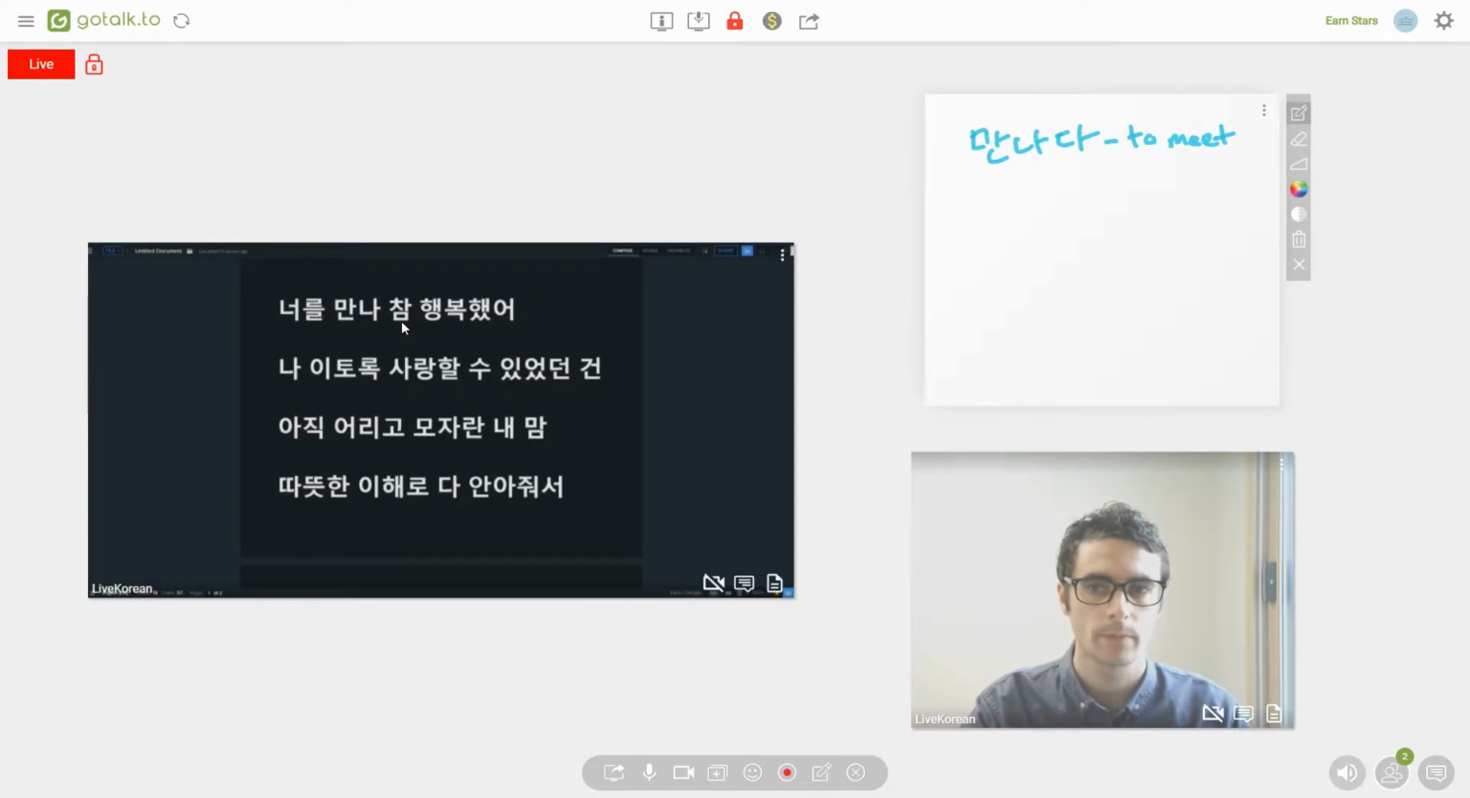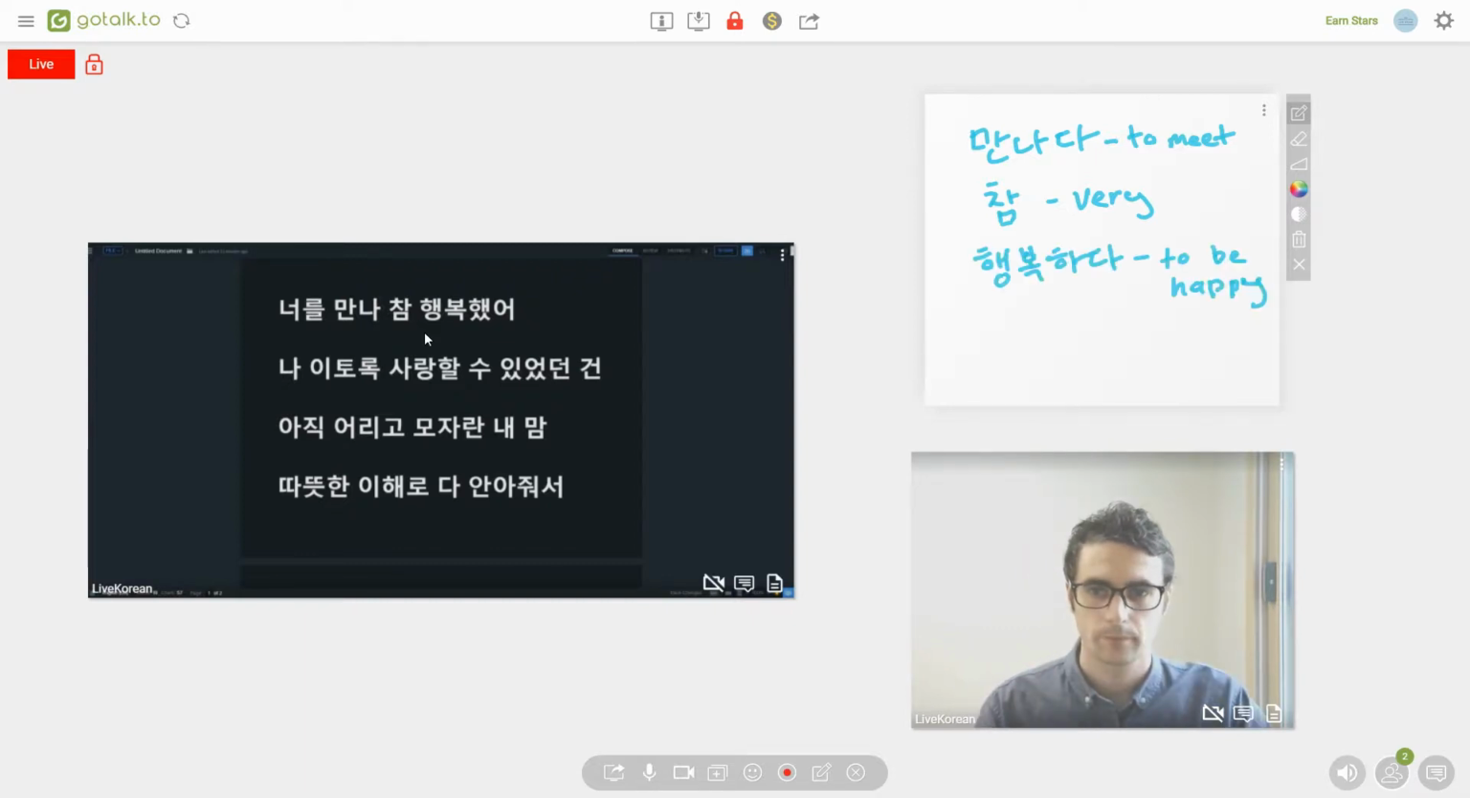The next word is 참, which means very. Now in Korean there are actually many words for very. 아주, 정말, 많이. You've probably heard a lot of those. In my opinion, 참 is used by older speakers more often, as well as in writing and things like songs. 행복하다 means to be happy. 행복했어 is the past tense, so was happy. 너를 만나 참 행복했어. So we don't say I, just 너를 만나 참 행복했어. I was so happy because I met you.